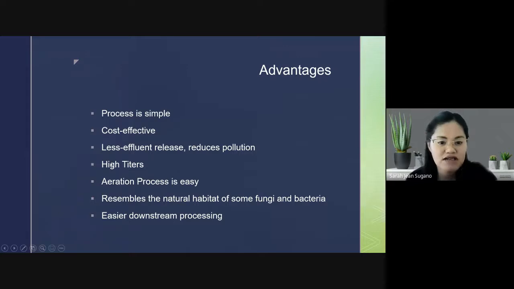So third is less effluent release, and it also reduces pollution. It also has high titers of the concentration of the product. Okay? But it also depends on the microorganism, if it really favorably grows in low moisture content substrate. Okay, and also the aeration process is easy because it is low moisture content and the oxygen can be accessed by the microorganisms easily.